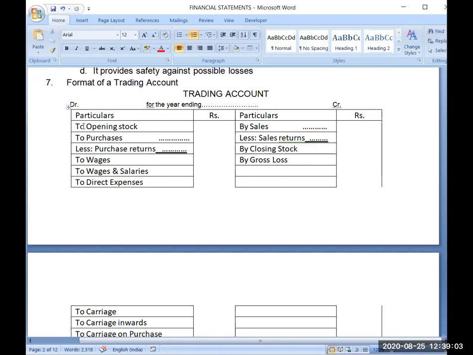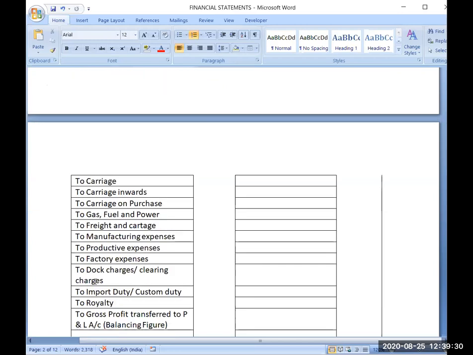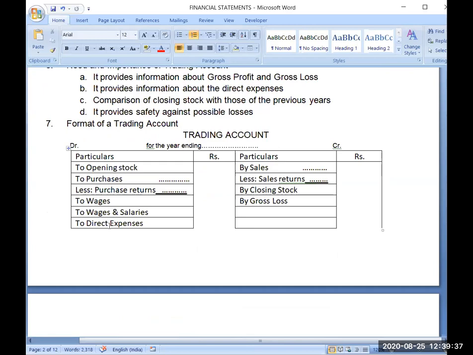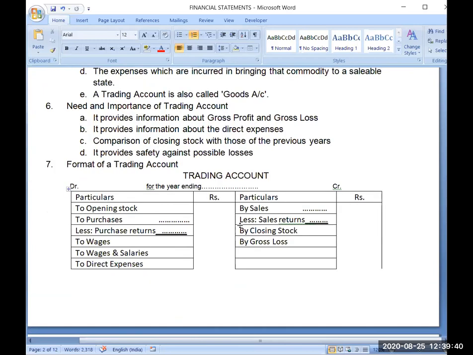If you want to remember the formula, you can remember it with the help of the trading account only. See, it is opening stock. And please keep responding that yes sir, we are getting. No confusion is there. Opening stock plus net purchases. Net purchase is purchase minus purchase return. Opening stock plus net purchase plus direct expenses. These all are direct expenses. Till here. So opening stock plus net purchase plus direct expenses minus closing stock.